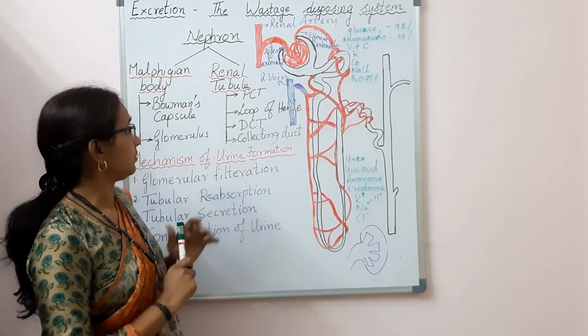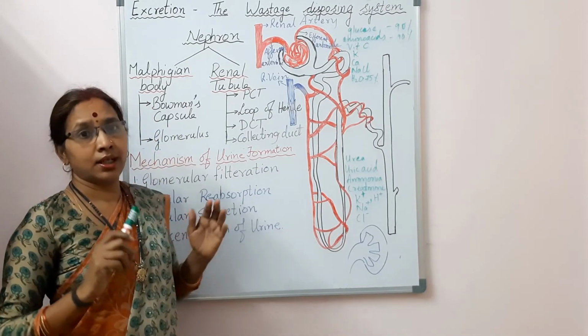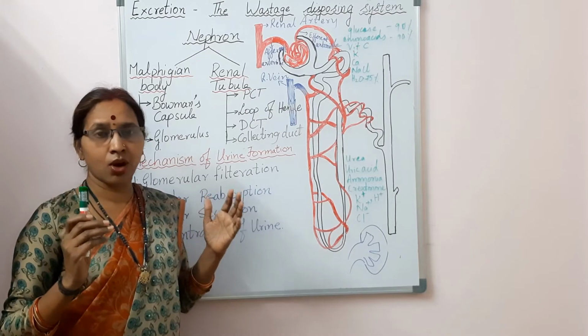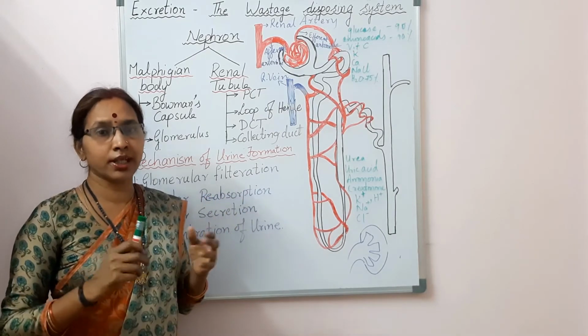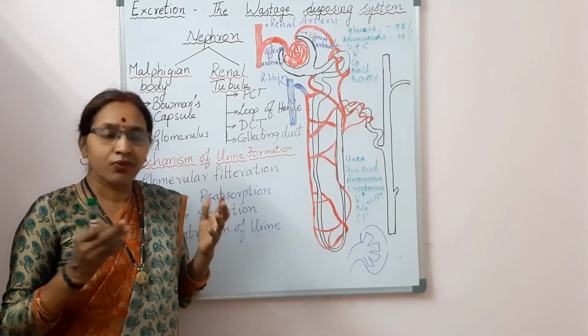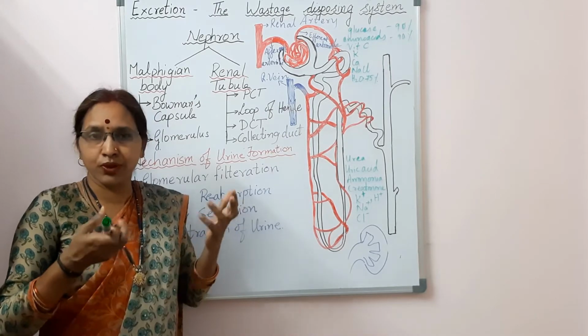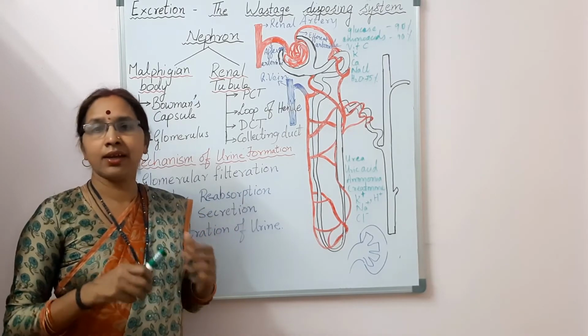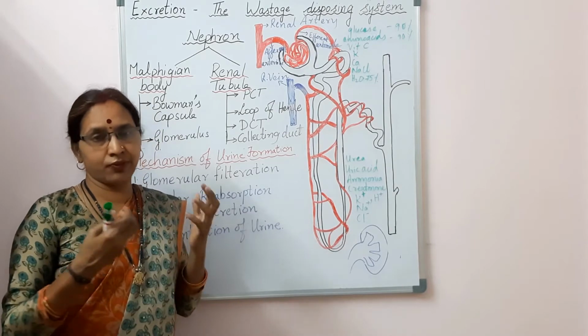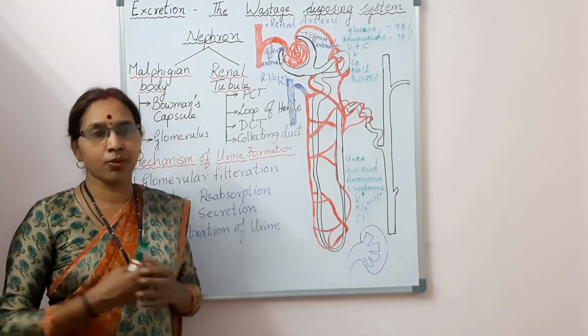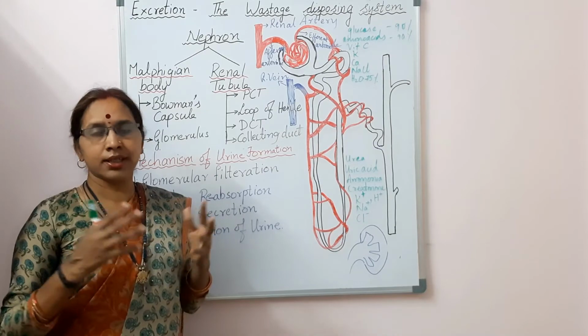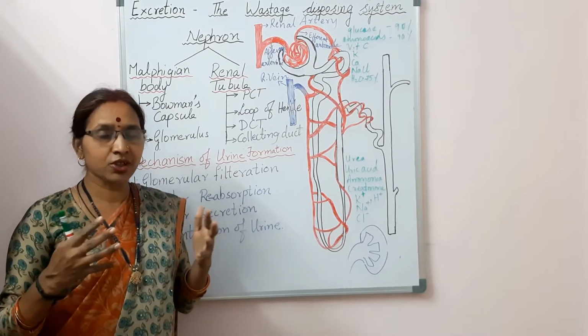Now let us learn about the mechanism of urine formation, how urine is formed. The main function of the nephron is to filter the waste from the blood and form urine, where the waste is removed in the form of urine from our body. So let us learn about this mechanism of formation of urine.